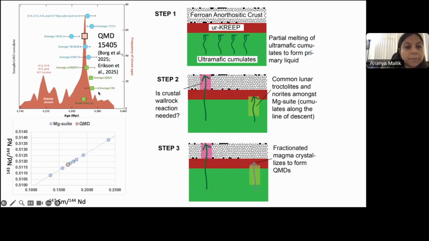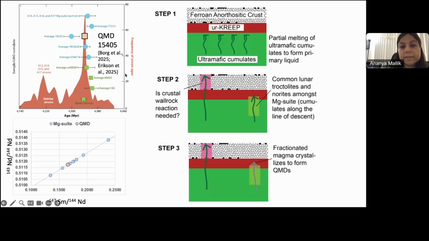So to sum up this part of the talk, to go back to the original motivation that led us to the hypothesis: all these Mg suite lithologies, this QMD class, and this detrital zircon peak all line up at very close to 4.34 billion years. And the Mg suite and the QMD also lie on the same isochron, which tells us that they were derived from geochemically similar sources. This led us to the hypothesis that the QMDs and the Mg suites are petrogenetically related.